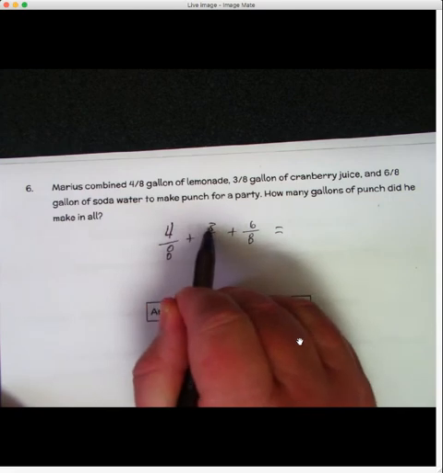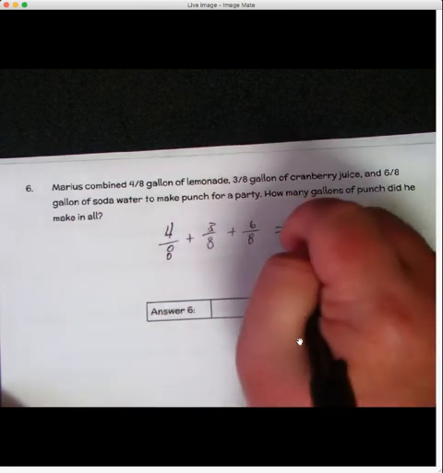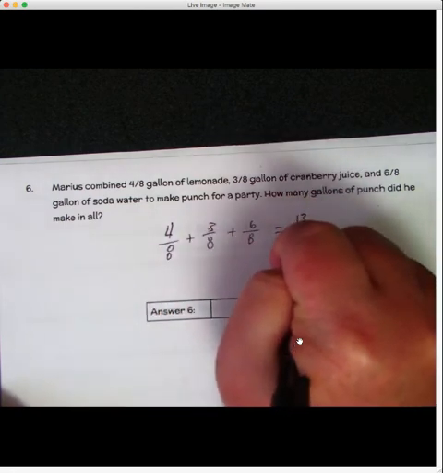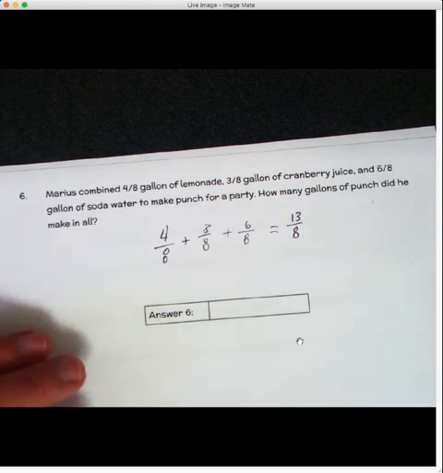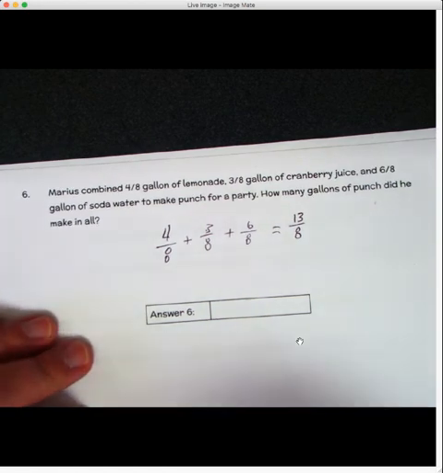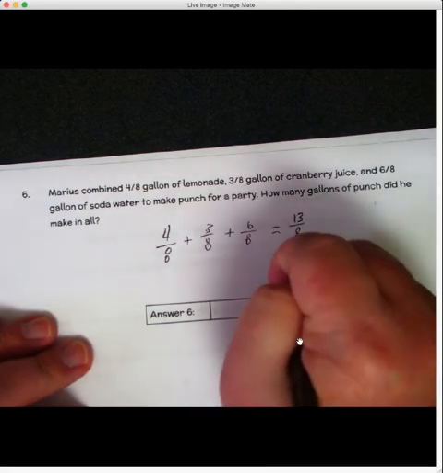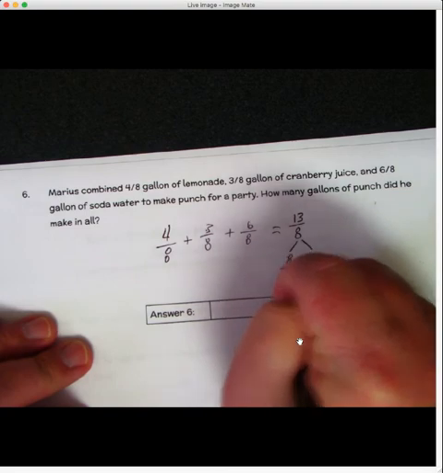4 plus 3 is 7. Plus 6 is 13/8. But we can't really say Marius made 13/8 gallons. That doesn't make sense. So we need to decompose this. 13/8. Okay, let's make it a whole. So 8/8 would be 1.